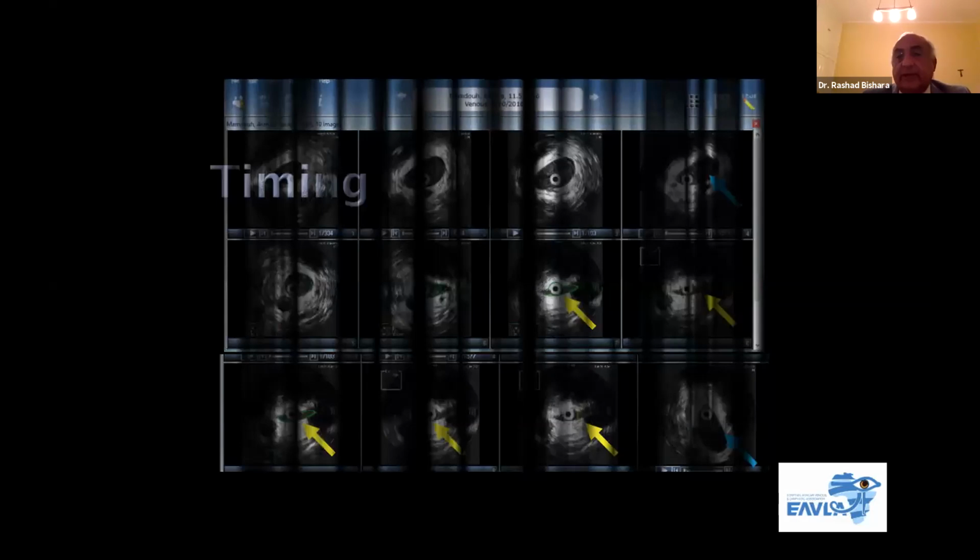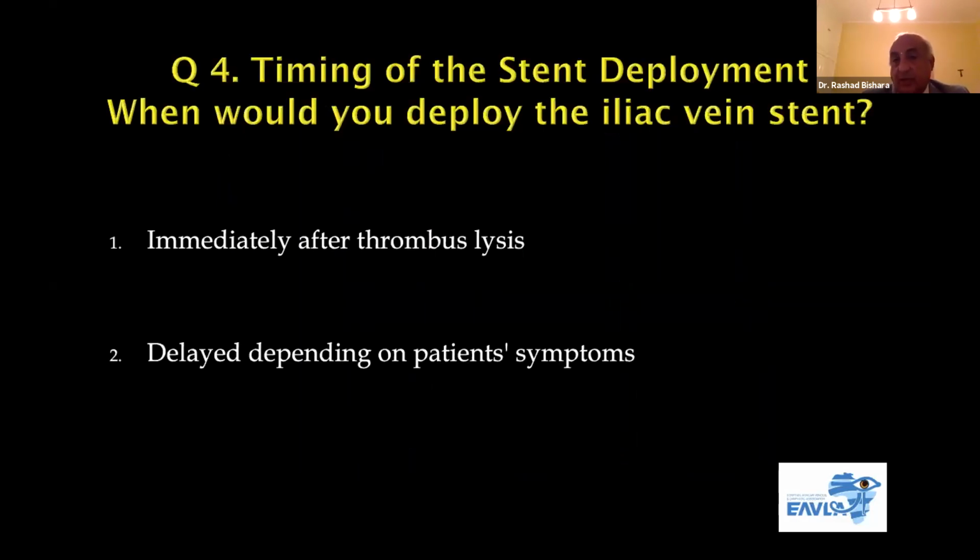Regarding timing of the stent, well, this is the last question for you. What would be the timing of this? When would you deploy the iliac vein stent? Answer: yes, immediately after thrombolysis. No, if it's delayed depending on the patient's symptoms. Would you do it immediately if you find a significant lesion, or would you wait to see whether the patient is symptomatic or not?